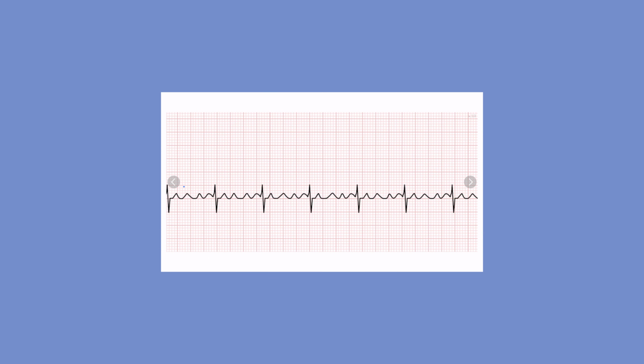So let's talk about this representation. You see there's a P wave, a P wave, P wave, P wave, P wave, and then obviously you're seeing the QRS complex. So in this representation, the P waves are actually conducting at 300 beats per minute, but the ventricular rate is fairly normal at around 75 beats per minute.